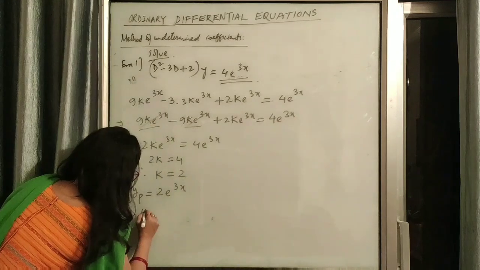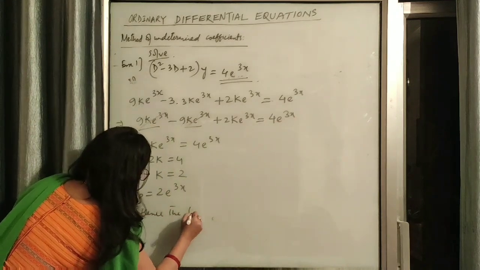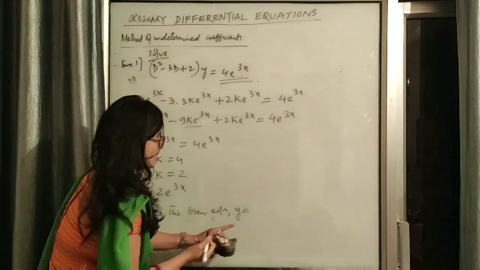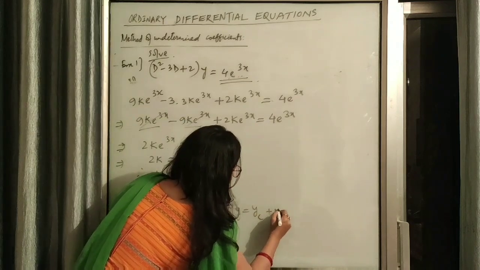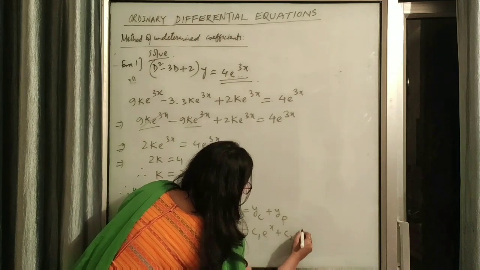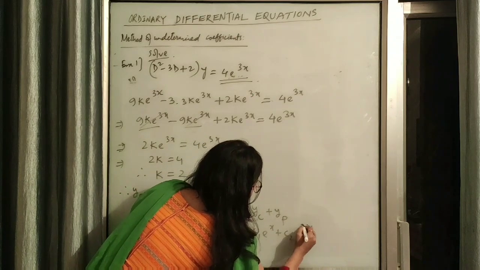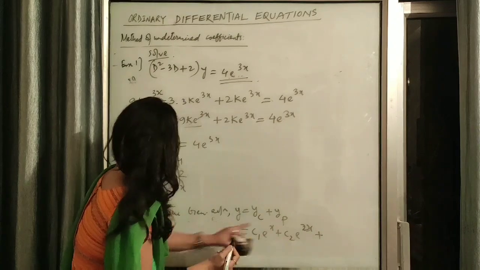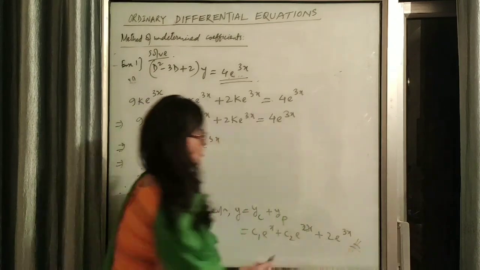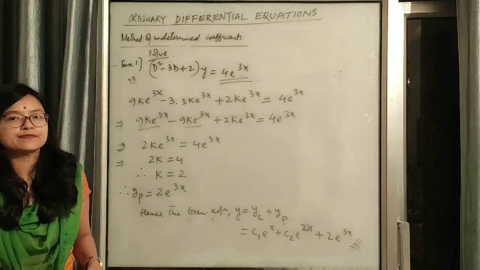Hence the general solution to the given differential equation is y = yc + yp. yc is c1 e^x + c2 e^(2x), plus yp we have 2e^(3x). Hence the solution.